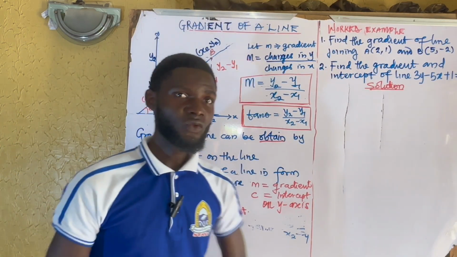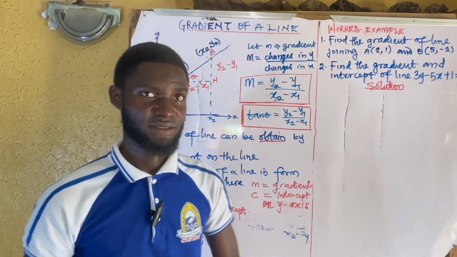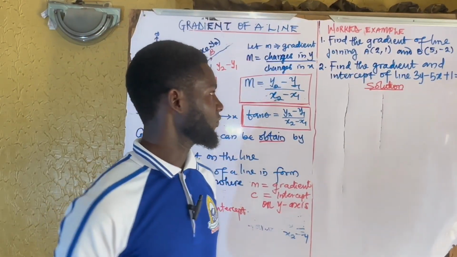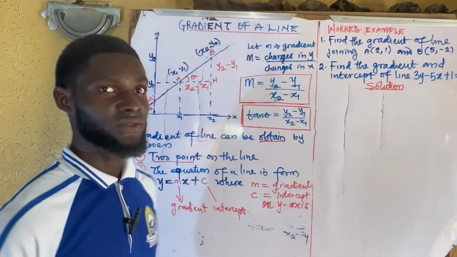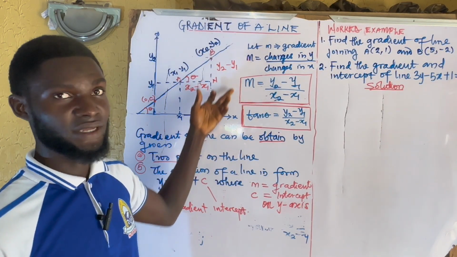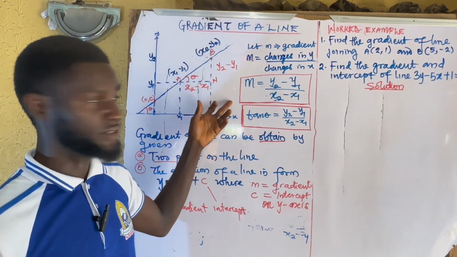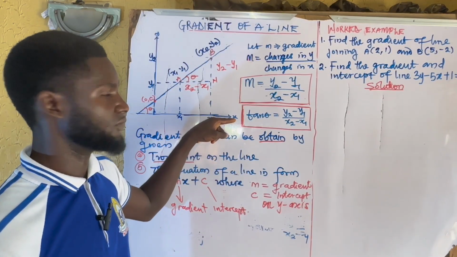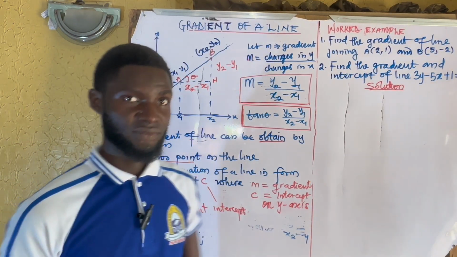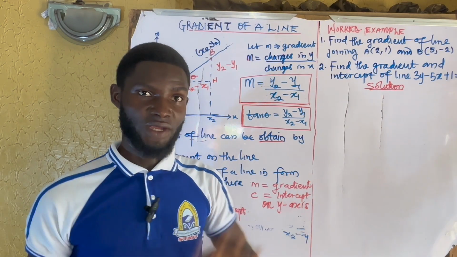Now, we can take a look at some examples. We have been able to look into the formula for finding the gradient, both when we are given the 2 coordinates, and when we have the angle that the line makes with the x-axis. For now, we are going to stop.